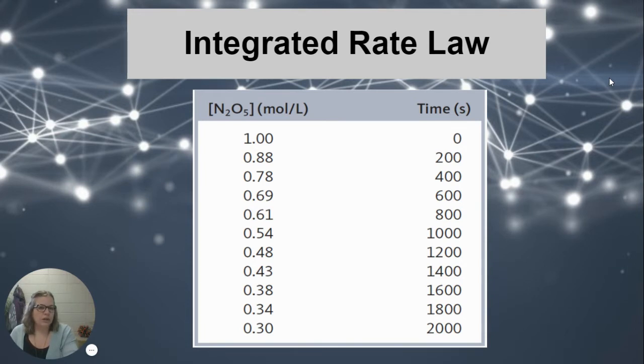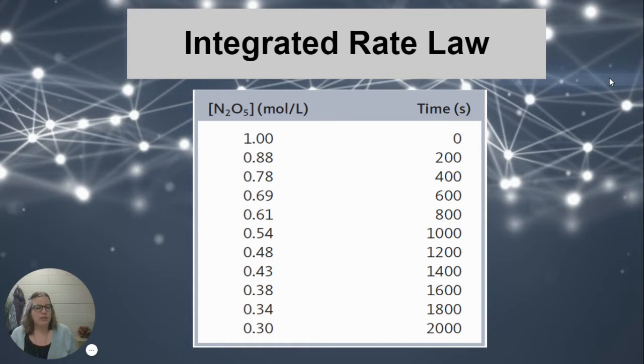So for the integrated rate law, we have to create a graph to figure out what type of order it is. And so we have our same orders, 0, first, and second. But what we do is we take a look at the graph, and we are looking for a straight line to show up.